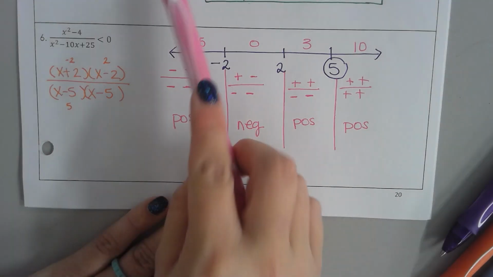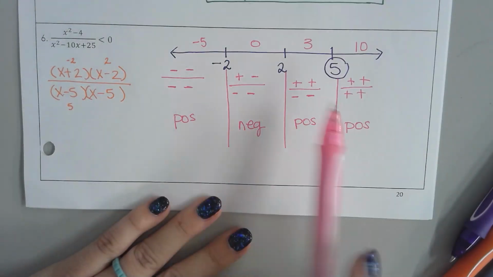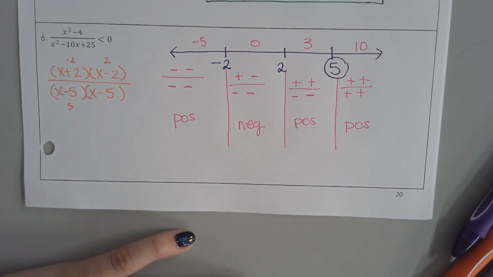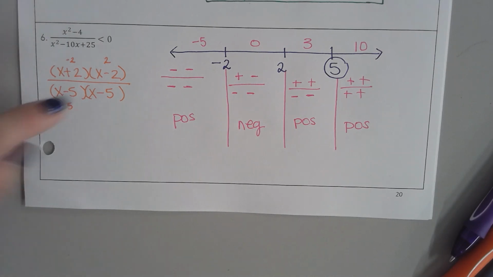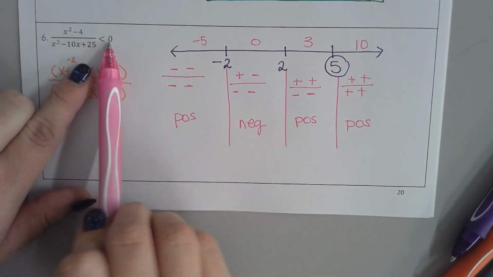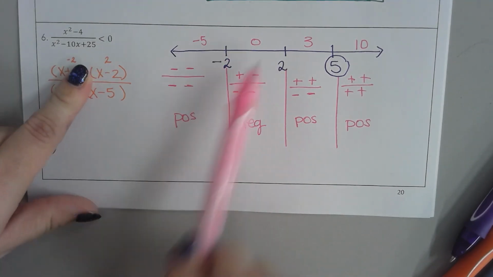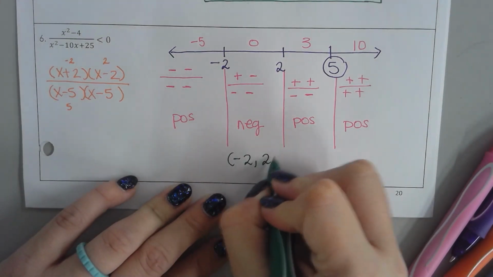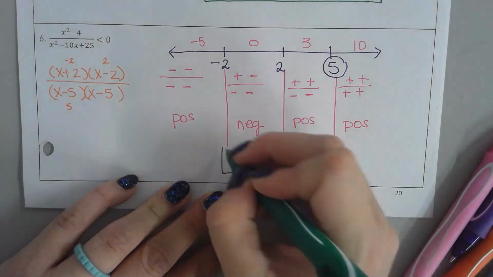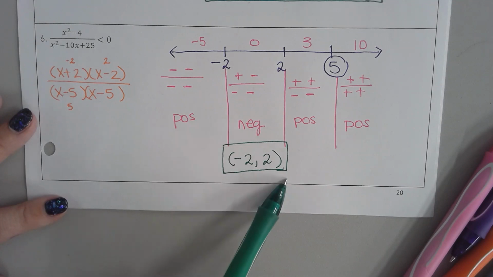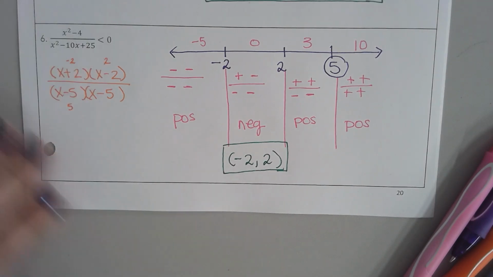So a lot of times they alternate, but that's not guaranteed to always happen between positive, negative, positive, negative. So you do have to test out every section every time. So this one's asking for what's less than 0. So that would be this section. Since there's no equal to part, I'm going to use parentheses on everything anyway. So -2 to 2. So all the numbers between -2 and 2 are the only numbers I could plug into this to make it less than 0.